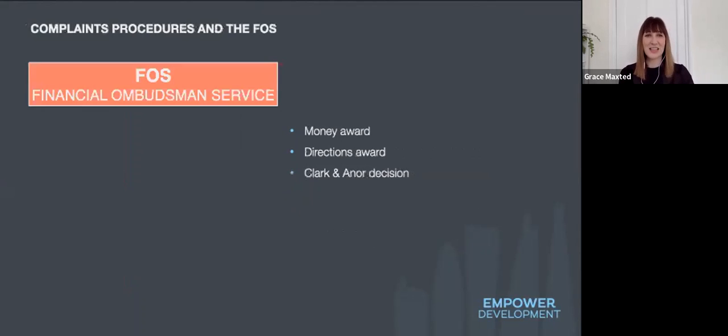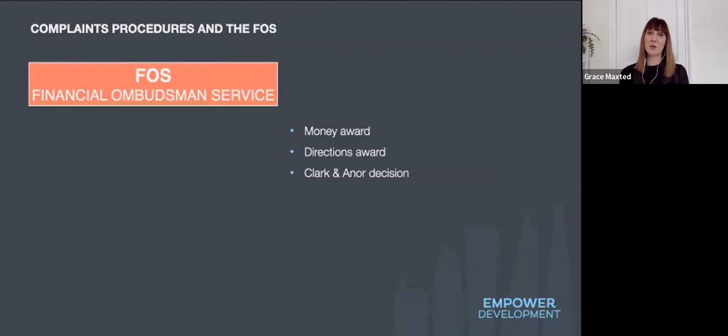And then finally, just for this area, the FOS. So you've met this before in your certificate studies, just a few things to remind you of. Typically, the FOS steps in as an independent body if the complainant is eligible to go to them, and they've maybe exhausted the complaints procedure already within the firm.